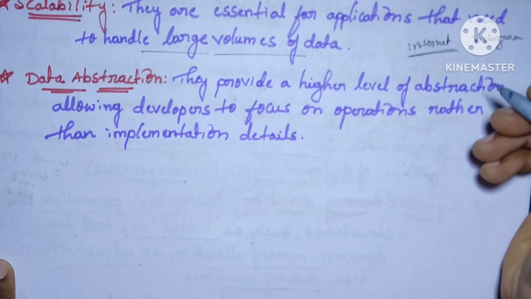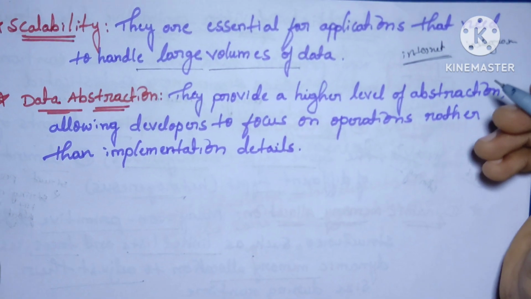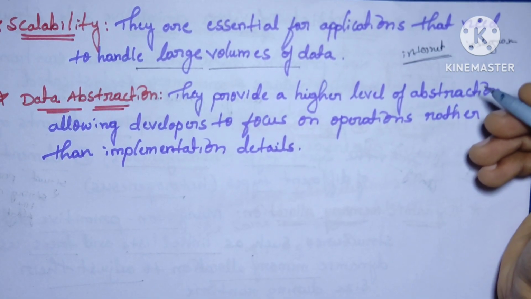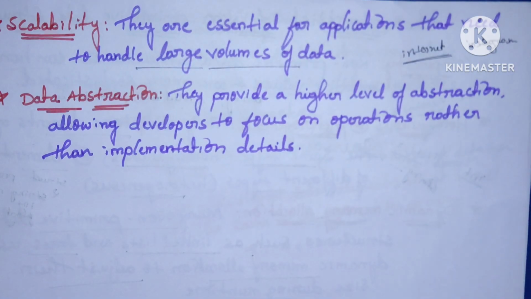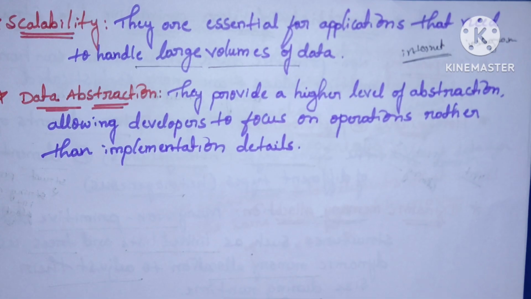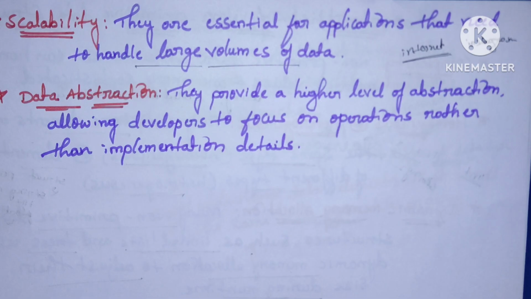So that is scalability: when a large amount of data is there, we should be capable of handling that data. For instance, search engines use complex data structures to index and retrieve a vast amount of information efficiently. So that is a kind of scalability. Scalability is a characteristic of non-primitive data structures.